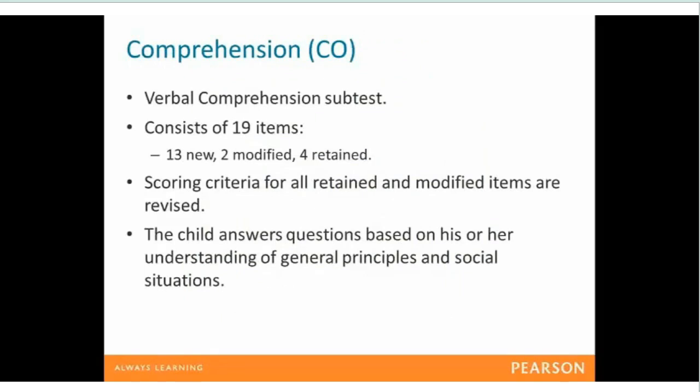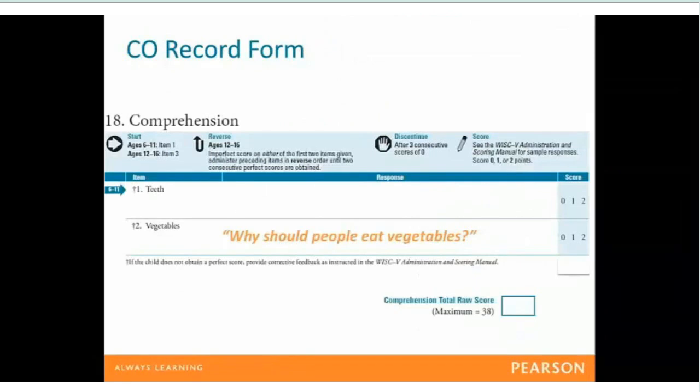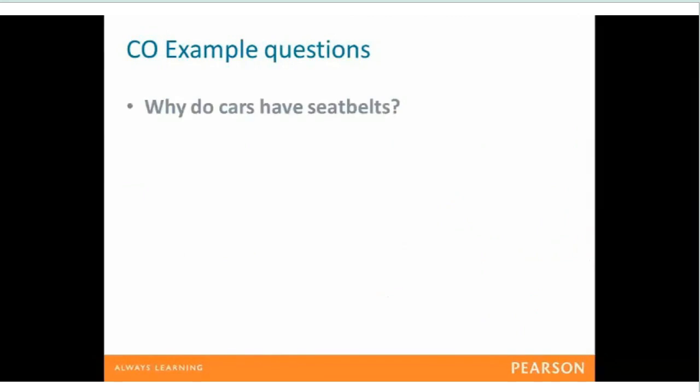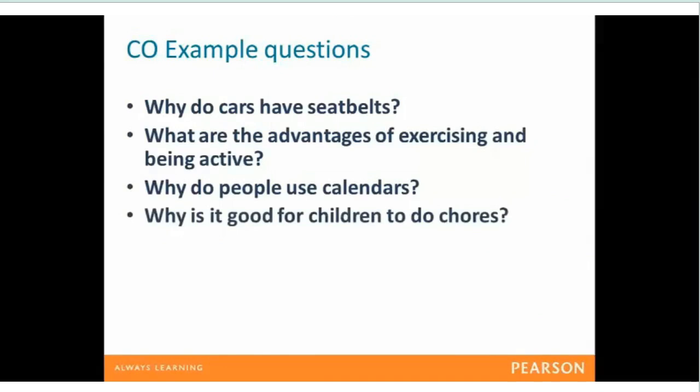Comprehension is also a secondary subtest, so one that you won't be doing as often. 13 new, 2 modified questions, and then 4 retained. And again, a lot of cultural adaptation for these particular items. These are questions that are more in the social context. Why do we brush our teeth? Why should we eat vegetables? Why do cars have seat belts? Why do we use calendars? Why is it good for children to do chores?